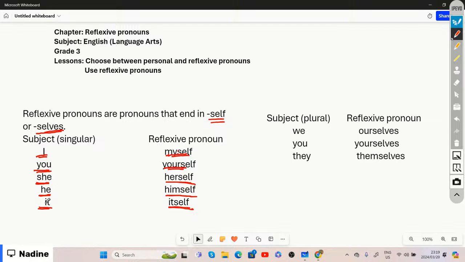If you are using, for example, the subject and it's referring to something else, then it means that that is now a personal pronoun, right? Because a reflexive pronoun needs to refer back to the subject that you are basically discussing.